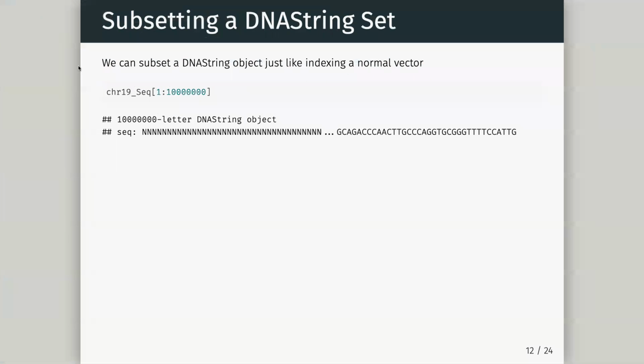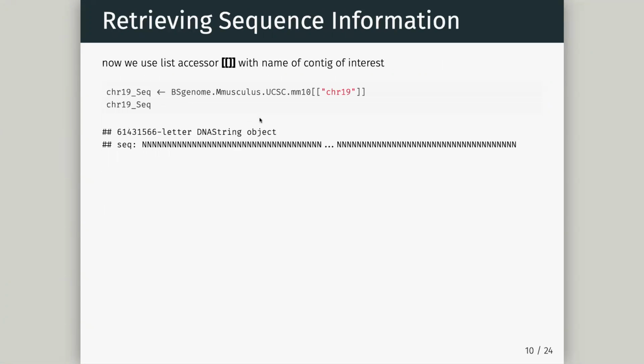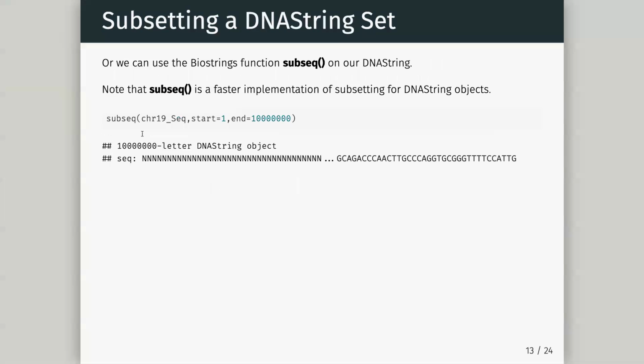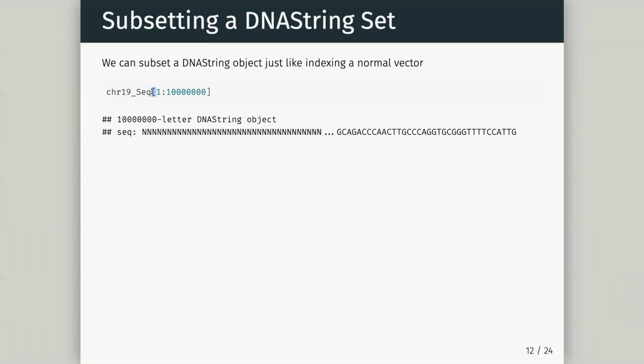Probably one of the first things we're going to do is extract a sequence over a region of interest. Even though these look a little strange, they can be handled just like a standard character vector. If we want to access a particular part of the string, and we know exactly where to look in this long sequence, I can just use standard square bracket indexing. I can say I want the sequence from 1 to 10 million, and I get a sub DNAString object, a smaller DNAString of just the area I requested by indexing.